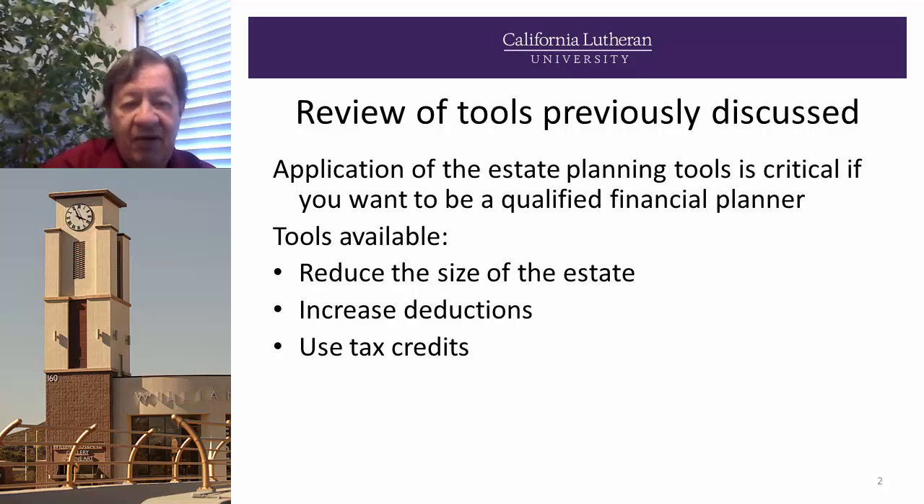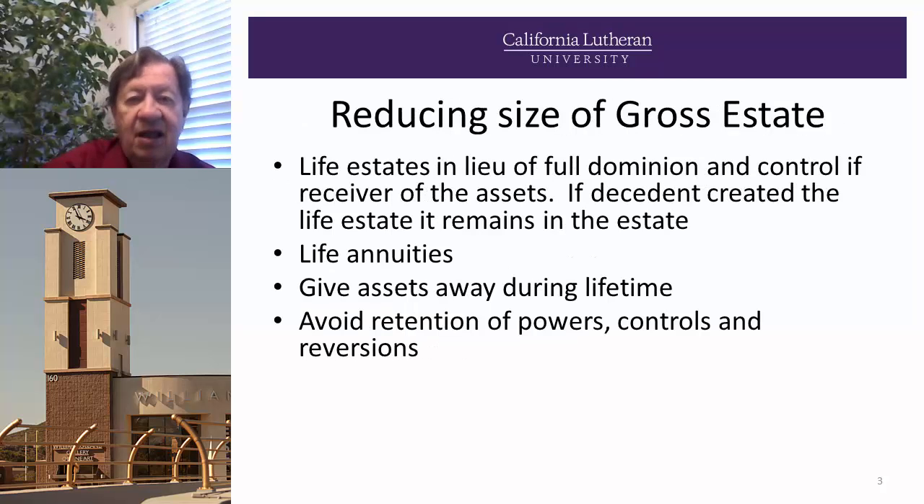The tools that we have available are methods to reduce the size of the estate, methods to increase the deductions, and how to use the tax credits so that we can minimize, defer, or eliminate the taxes. Reducing the size of the gross estate: life estates, and we have full dominion control. If you receive an asset, if the decedent created the life estate, it remains in the estate.